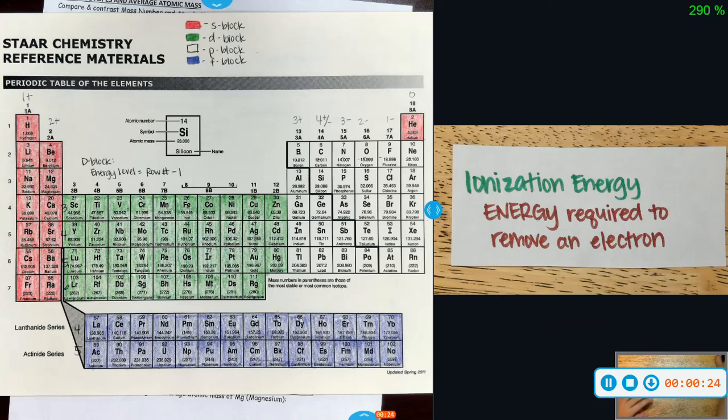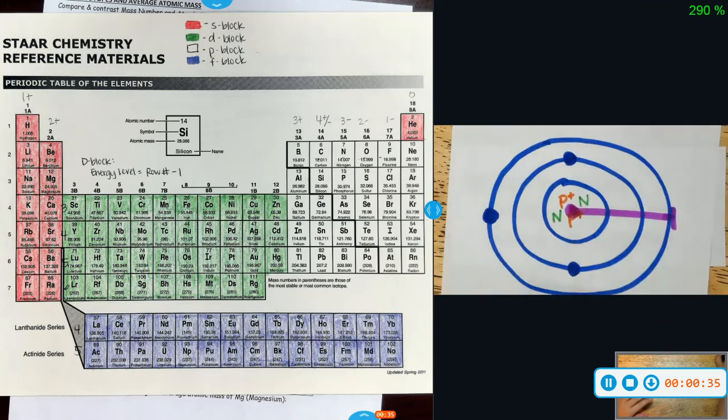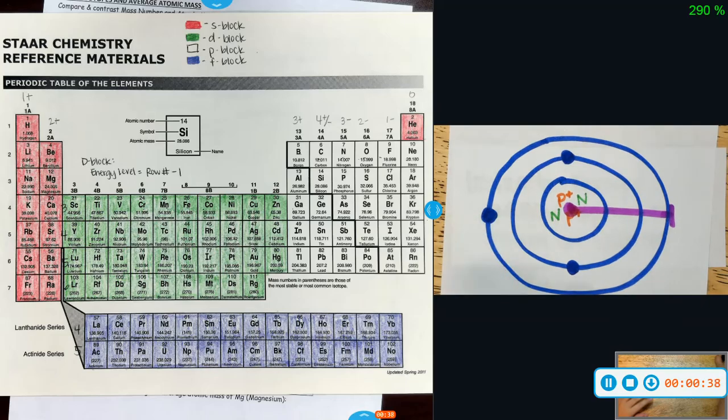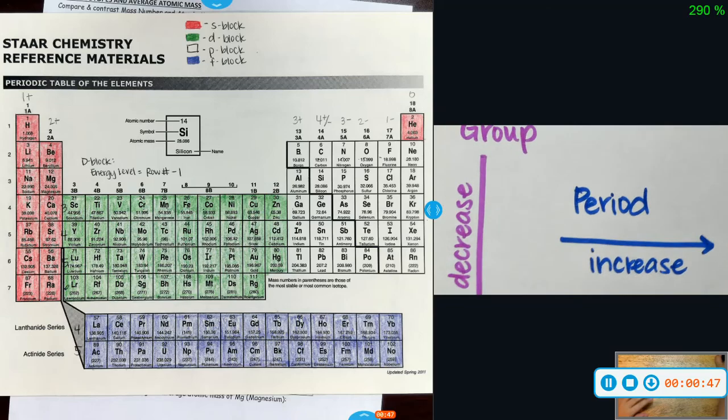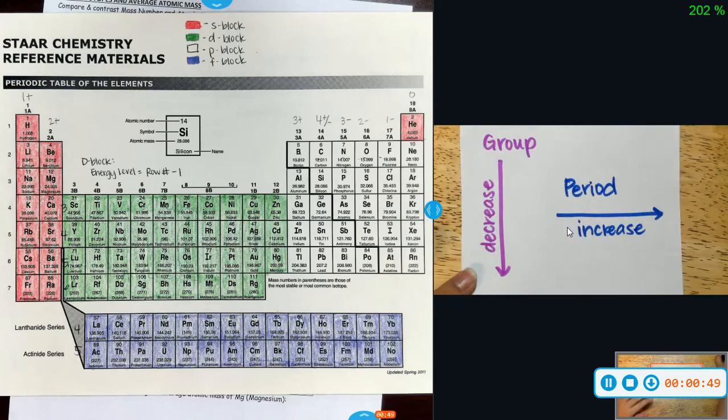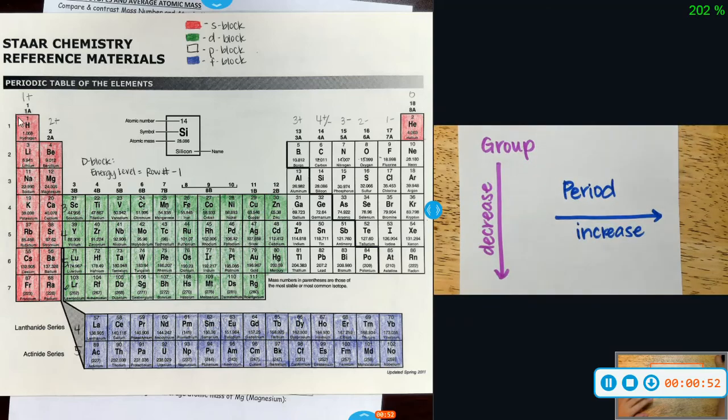Ionization energy is defined as the energy required to remove an electron. How much energy do I need in order to pull a valence electron away from our atom? This trend is actually going to be the same as electronegativity. As we go down a group, our ionization energy is going to decrease.